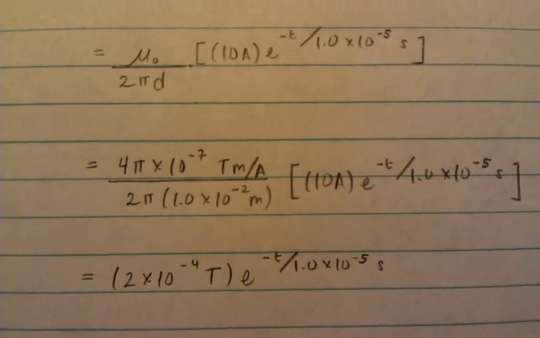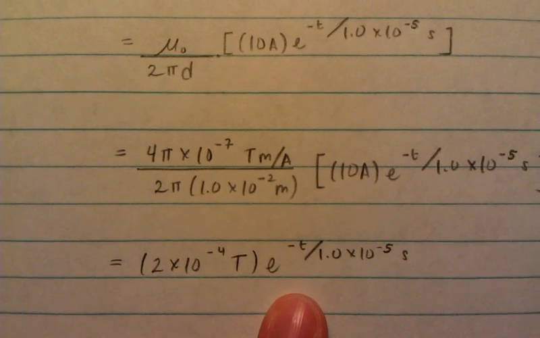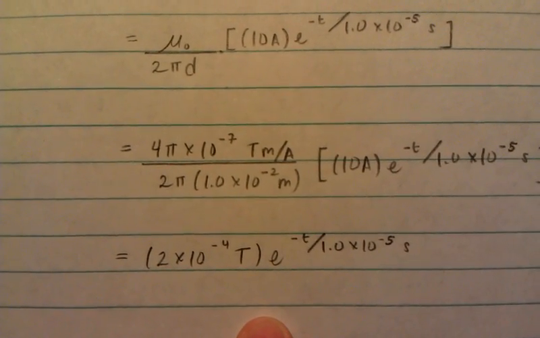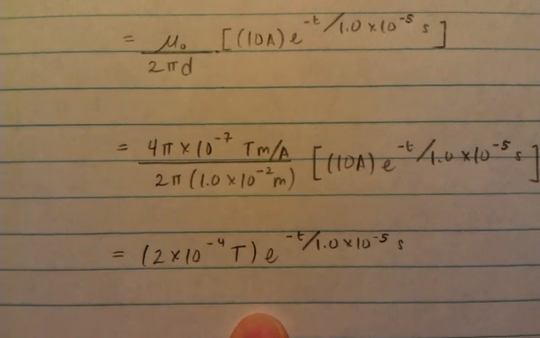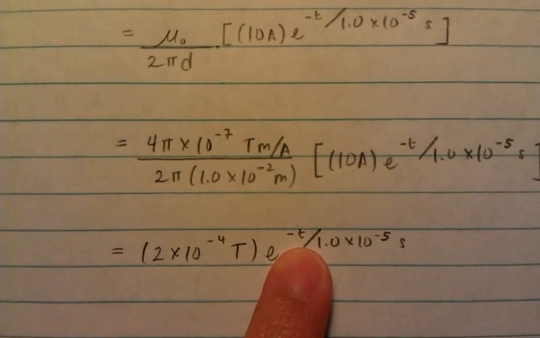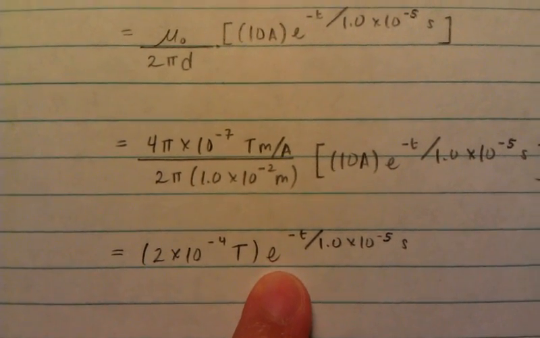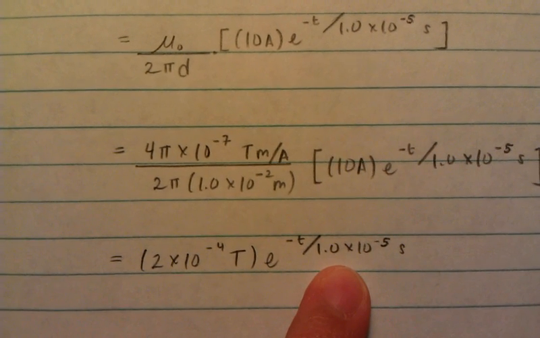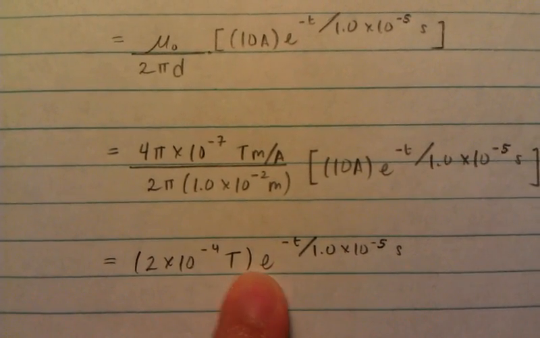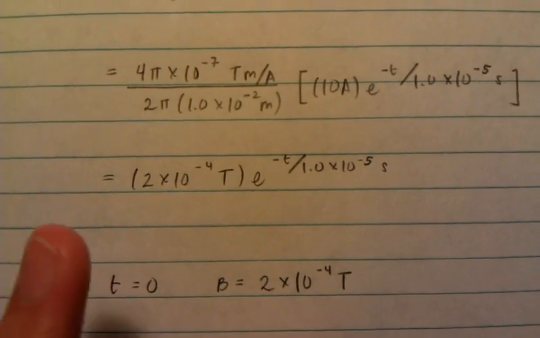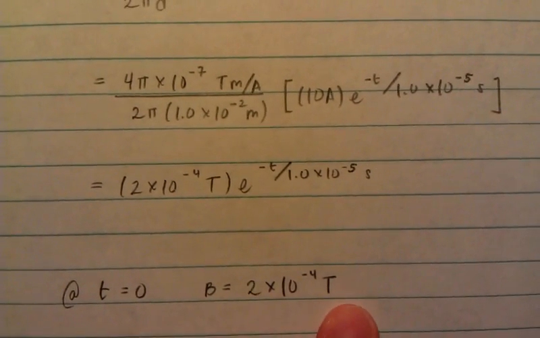And to find the maximum magnetic field strength, we plug in t equals 0, and that'll give us e to the 0 over 1 times 10 to the negative 5 seconds, which will be just e to the 0, which is 1, and so that'll yield 2 times 10 to the negative 4 Tesla.